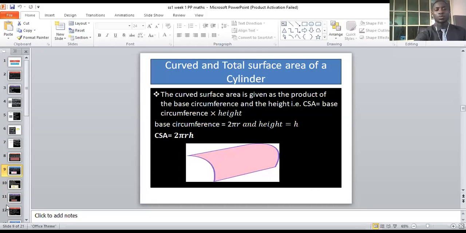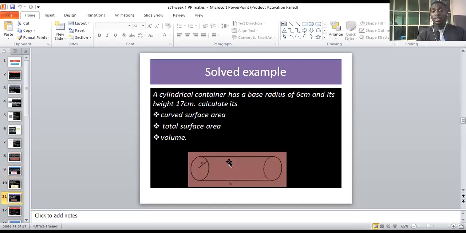Height is what? 2 pi rh. And the total surface area, calculate total surface area, which is given as what? The area of the circular base, the area of the circular top, and the curved surface area, which is given as pi r square plus pi r square plus 2 pi rh, which will give you 2 pi r square plus 2 pi rh.